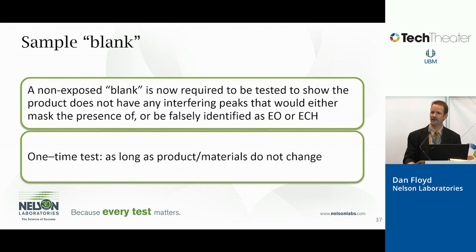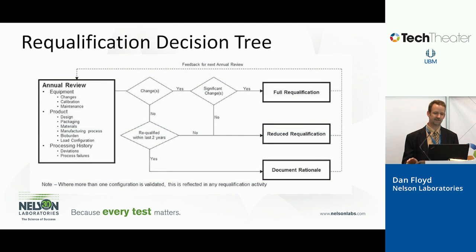You also have a sample blank, and what the sample blank is, it's something that is basically not exposed to EO at all. You're just trying to show that when you do the residual testing, there's nothing on the device that's either going to inhibit the presence of ethylene oxide or enhance that. So you don't want anything that's going to mask that presence, or that would maybe be falsely identified as it. So it's really a control just to show that when you do your residual testing, you know that really is ethylene oxide, the peaks that you'll get on the gas chromatograph. So that's the sample blank.